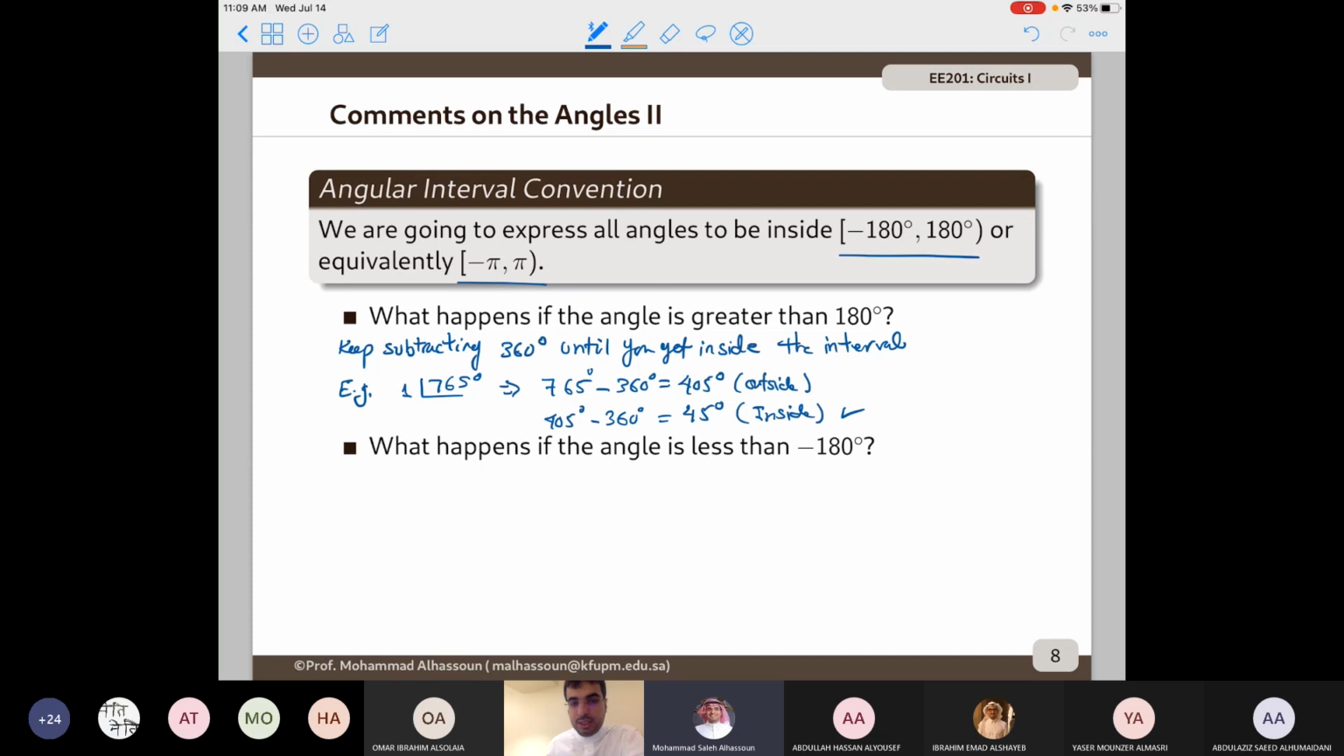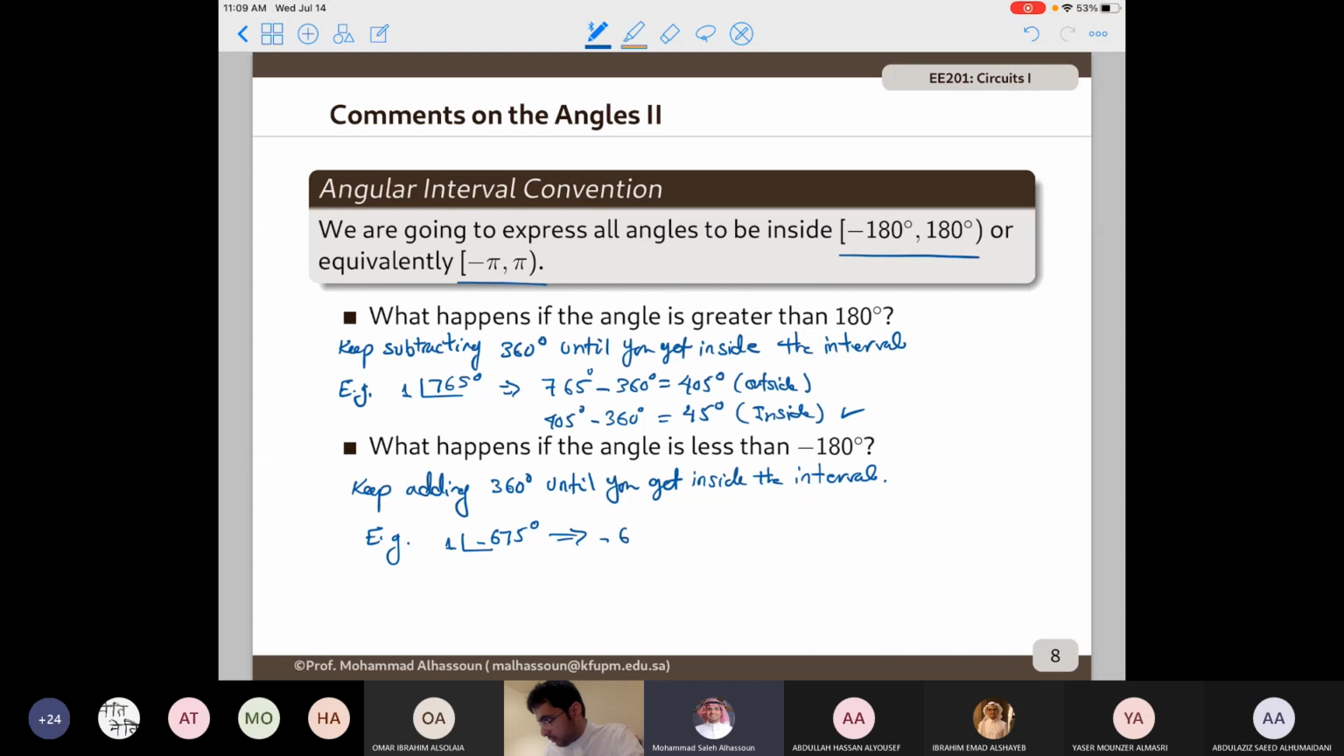Now, what happens if the angle is less than minus 180? You get, for example, minus 360 minus 45. In this case, you need to keep adding 360. So this one is going to give us 315, which is outside. Then we need to add another 360, and this is going to give us 45 degrees, which is inside.